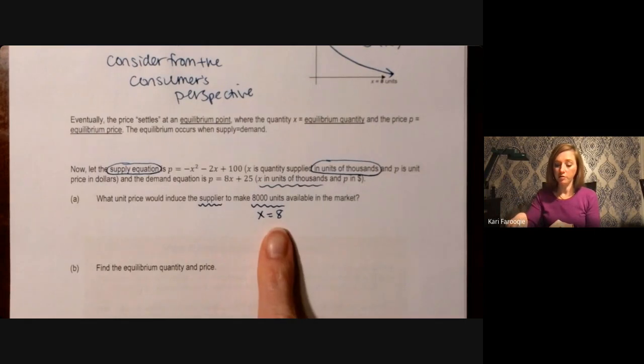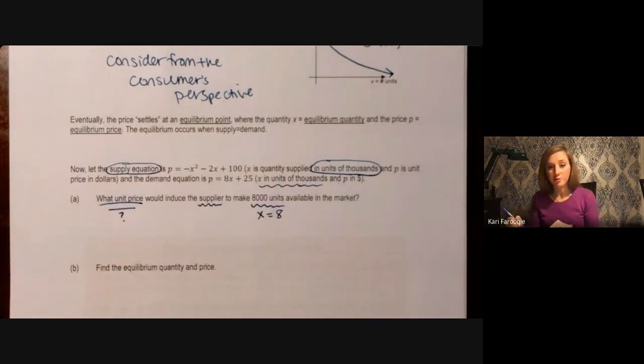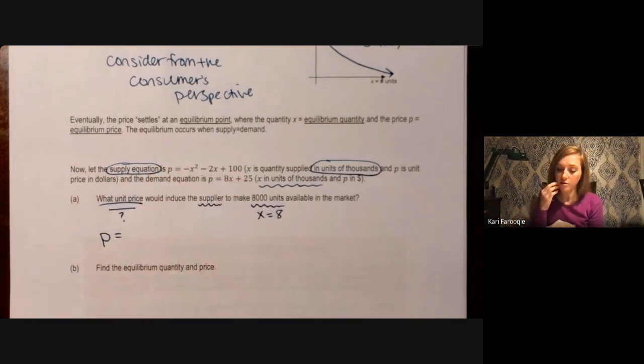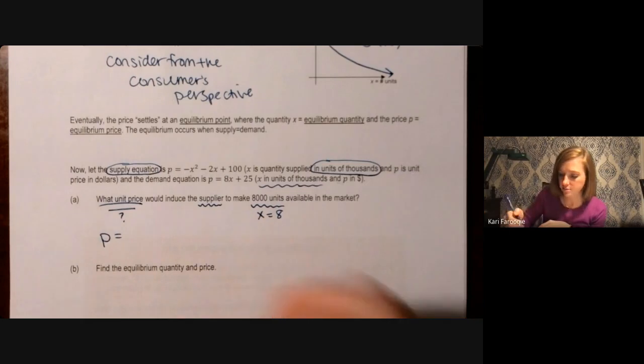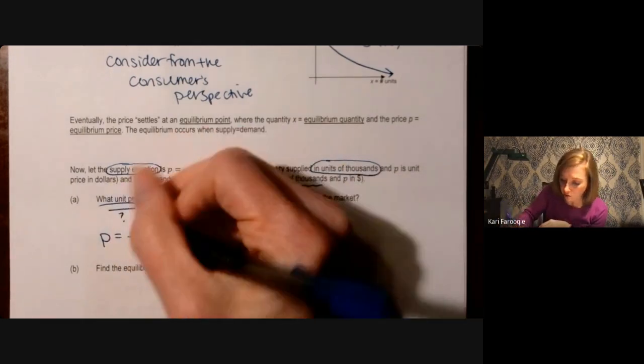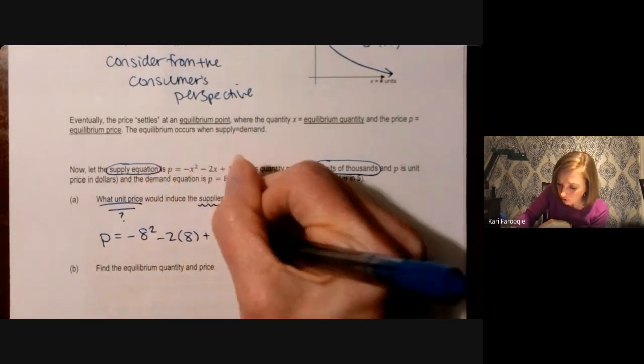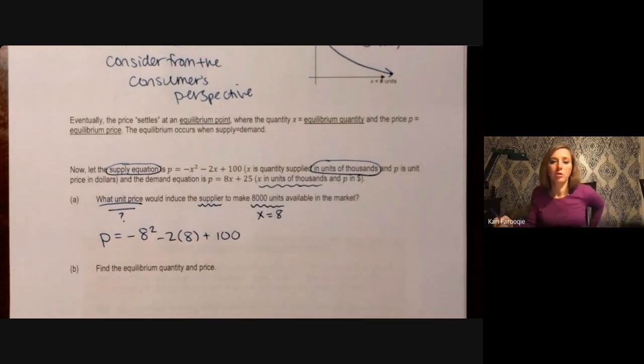I already know that X equals 8. So what I'm going to figure out now is the unit price. This is the question. Whenever there's a question, that's what leads you to what variable you need to find. So we're going to say P equals, I'm going to take this equation here for the supply equation, and we're just going to let X be 8. So I'm going to say negative, and then we'll take 8 squared minus 2 times 8 plus 100.